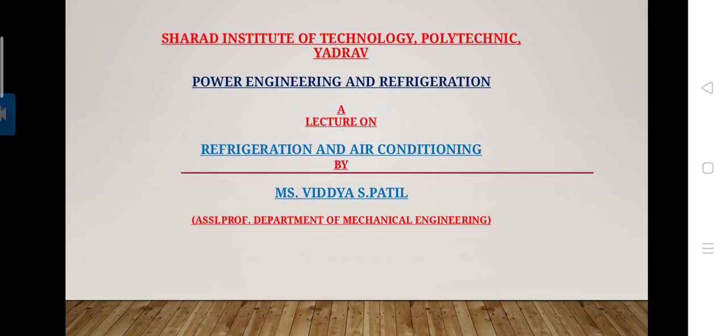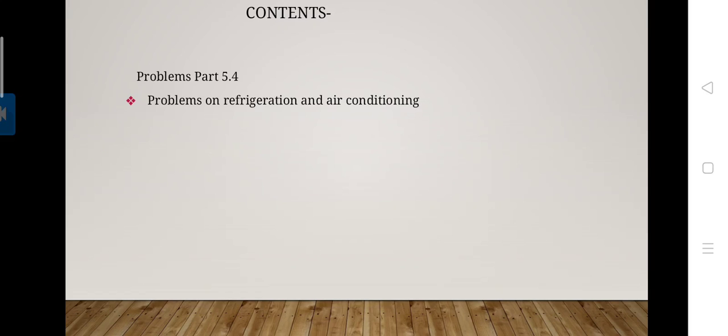Today we are going to continue our unit number 5 related to problems of refrigeration and air conditioning for the subject Power Engineering and Refrigeration. In this session we are going to cover the problems related to refrigeration and air conditioning systems.